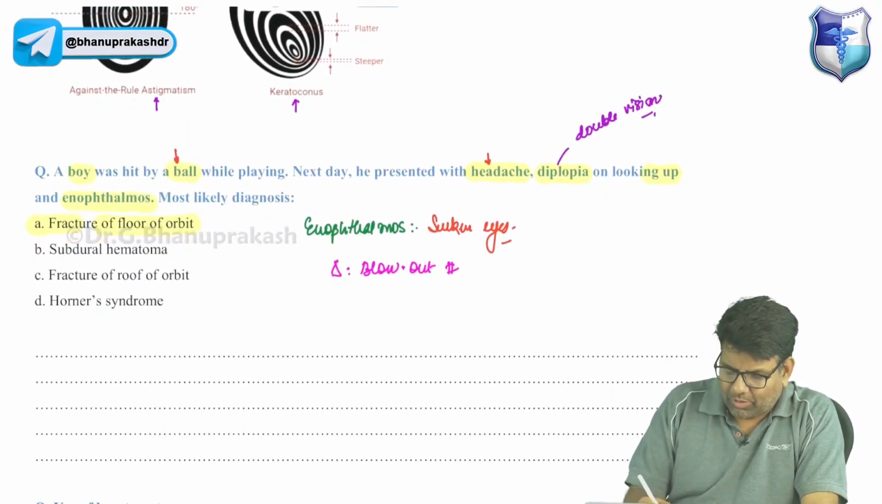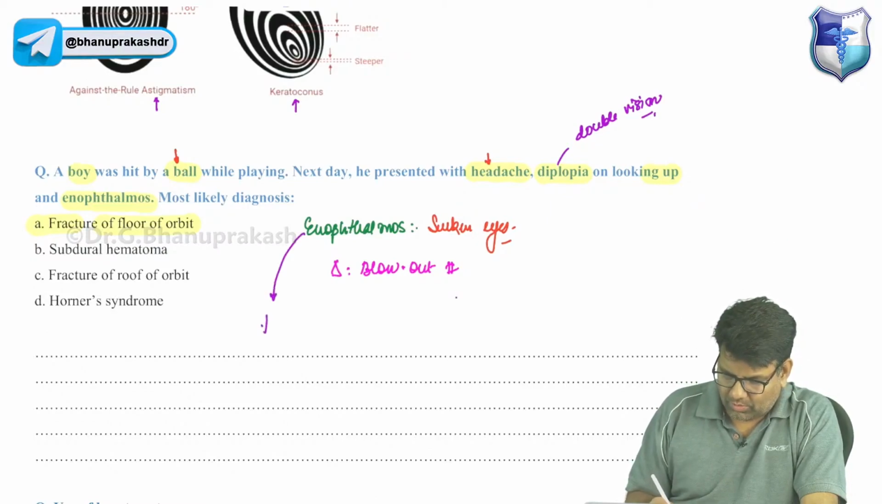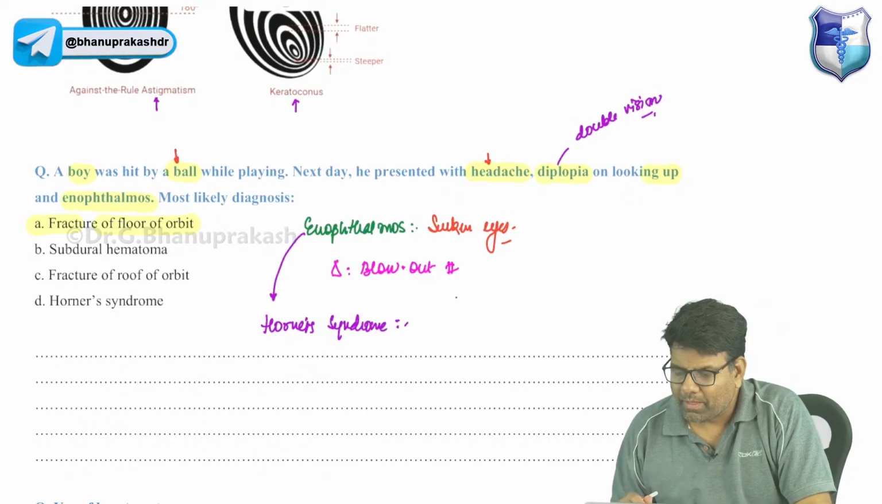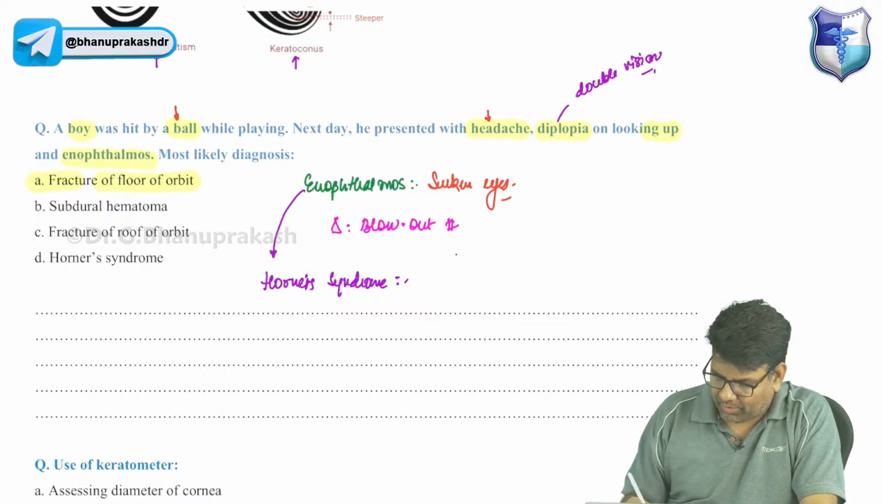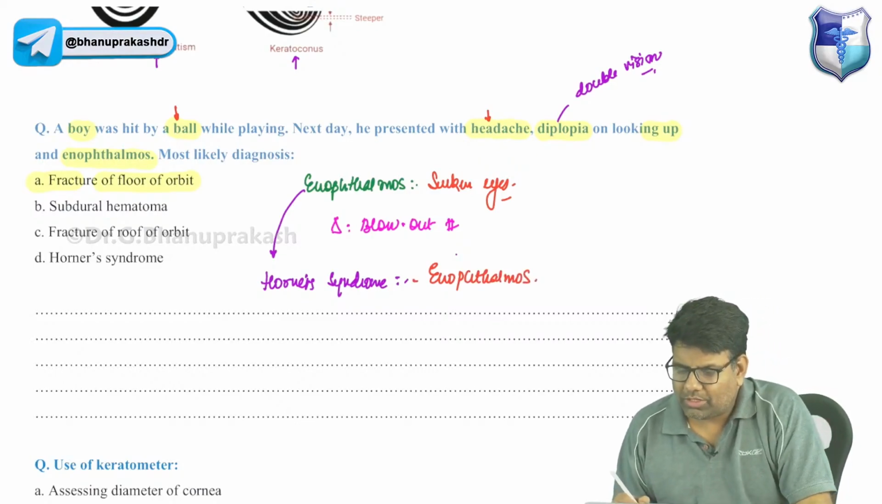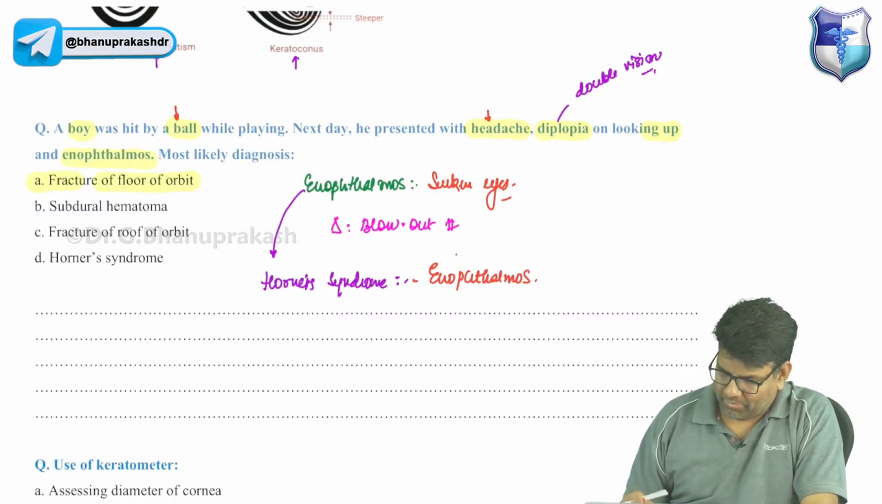Now, enophthalmos, you will also find in Horner syndrome. Enophthalmos is also a feature of Horner syndrome, right? And what features you will find in Horner syndrome? Any idea? Apart from, okay, one is of course enophthalmos, sunken eyes. What else will you find in Horner syndrome? Any idea?